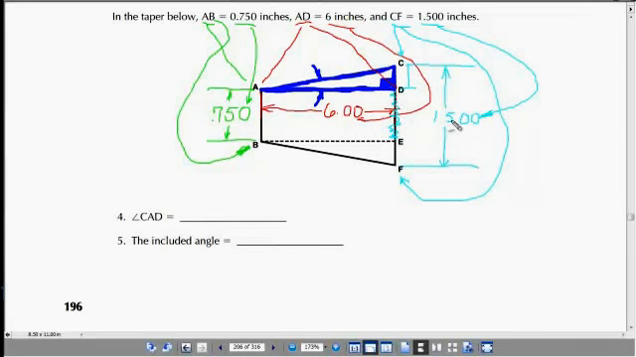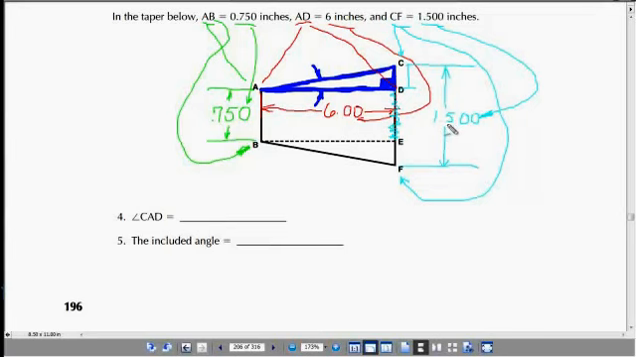So if we take 1.5 from 750, that's going to give us 750 thousandths total, the distance from here to here and the distance from here to here. We don't need the total from here to here and here to here. We only need half of that, so you take 750 divided by 2. And that's going to give us a distance from here to here of 375.